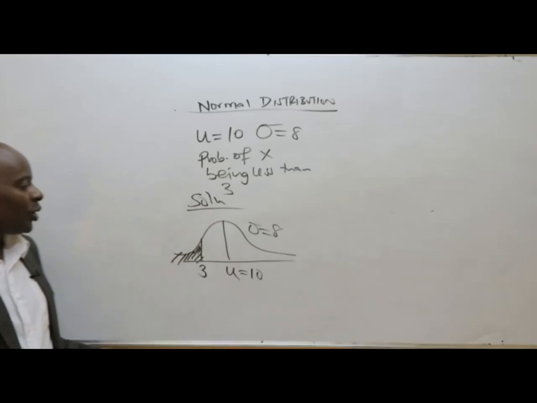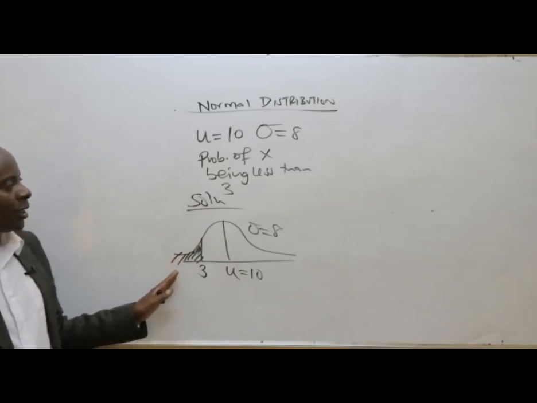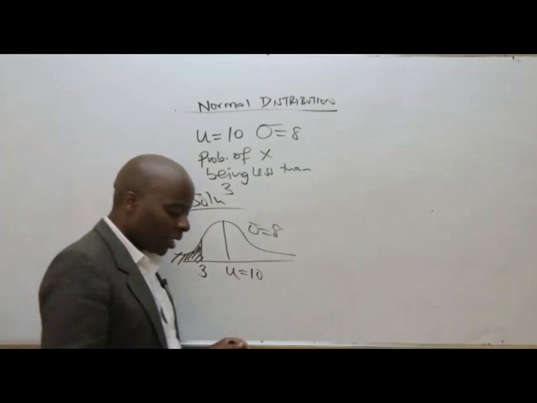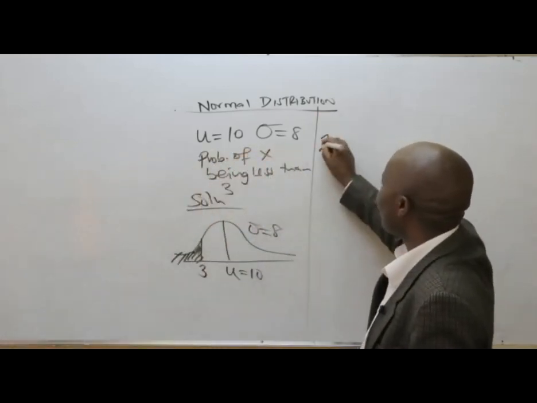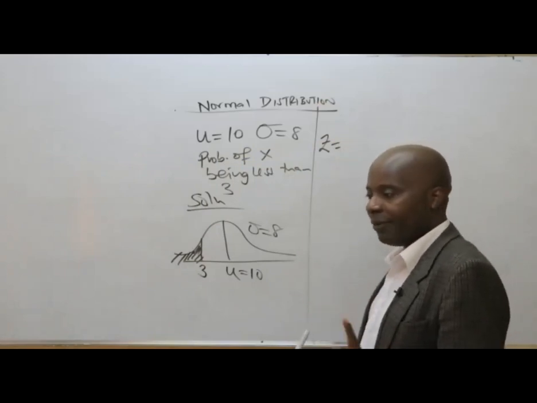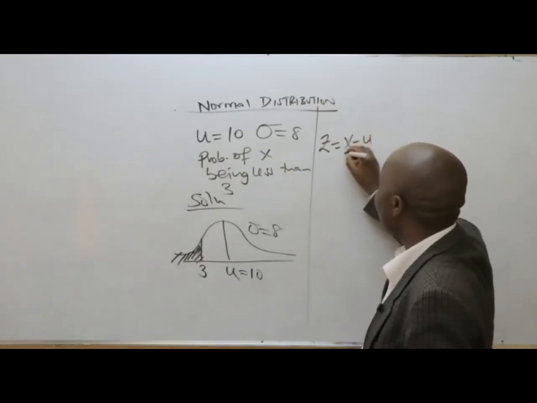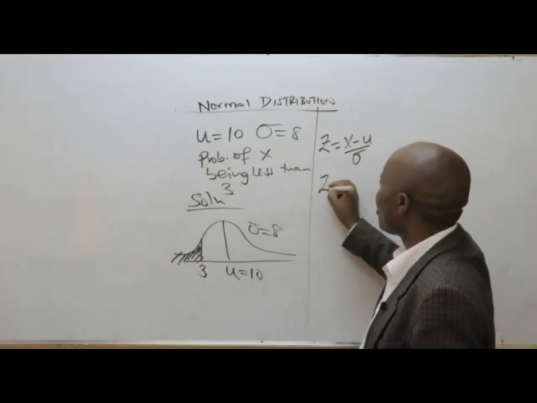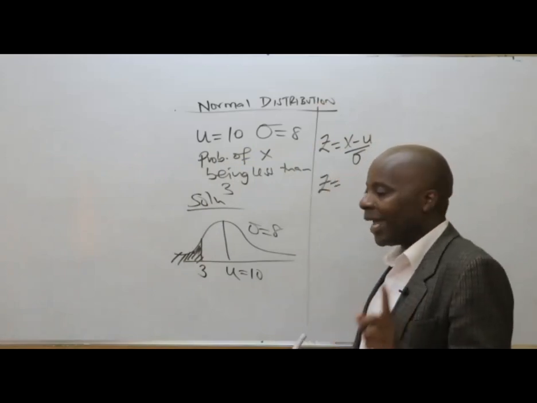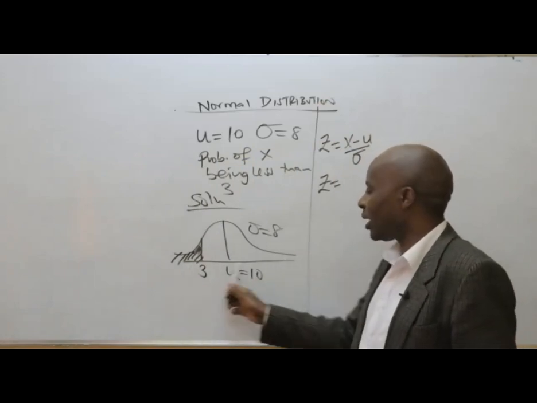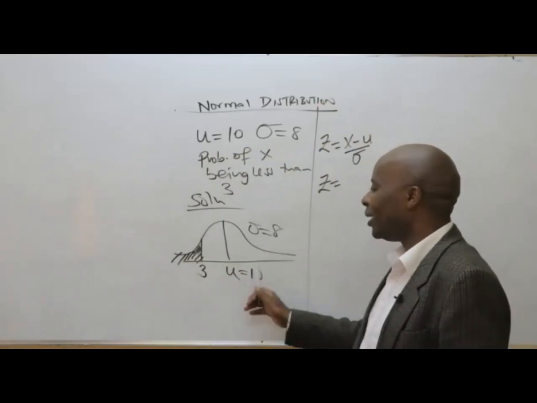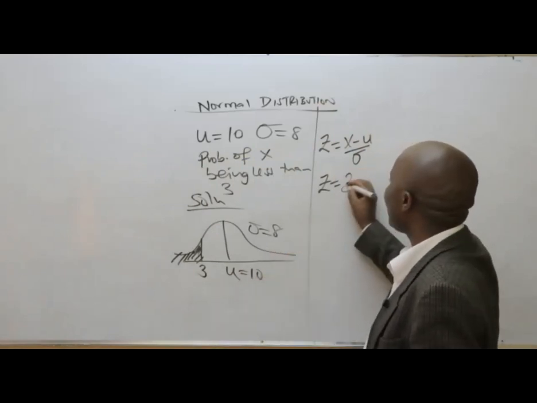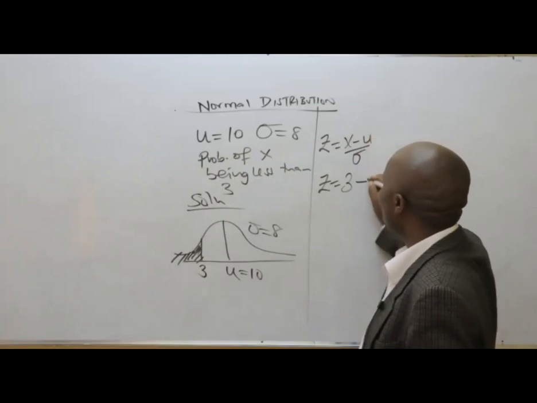Okay. So ladies and gentlemen, after I've been able to do this, the next thing will be for us to come here and standardize, that is get the Z-score. Remember, the formula of Z-score is X minus mu divided by standard deviation. So our Z-score will be equal to X. What is our X? If you look at this very well, our X is any number on this X-axis other than the mean. So it must be 3. So 3 minus the mean, mu, which is 10, all over the standard deviation, which is 8.